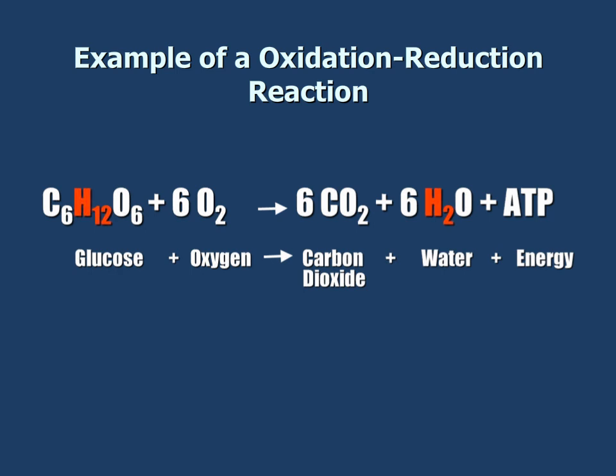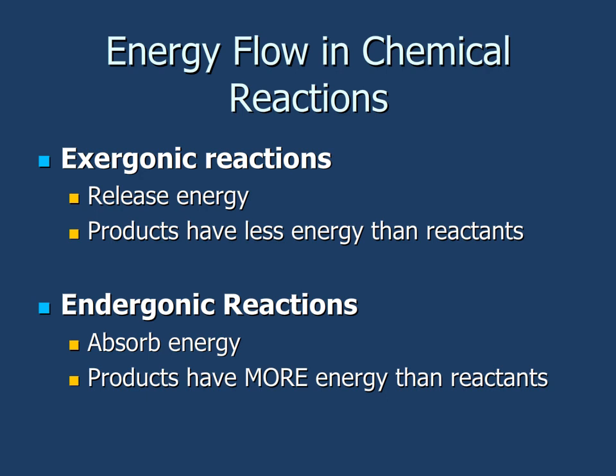And so remember, oxidation reduction involves both anabolic and catabolic processes. Now we can also classify reactions based on energy flow. Exergonic reactions are reactions that release energy. For example, cellular respiration is overall an exergonic reaction. It releases energy that can be used to fuel cellular processes.